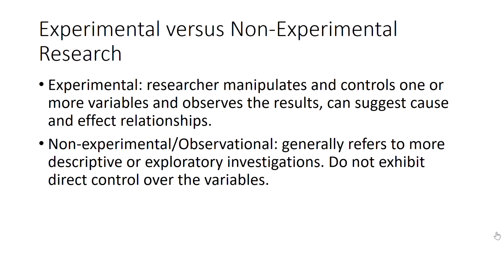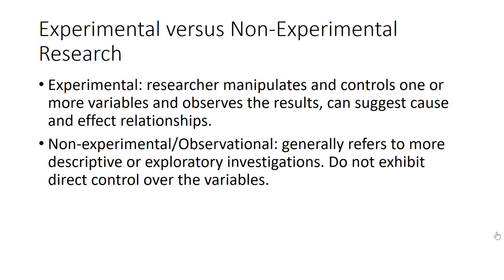Now, experimental research, this is research where the researcher manipulates and controls one or more variables and then observes the results. And this can suggest cause and effect relationships. So the researcher is actually going in and changing things and keeping other things controlled. So they're manipulating and they're controlling. They have controls. They have an experimental group. This is an experiment.